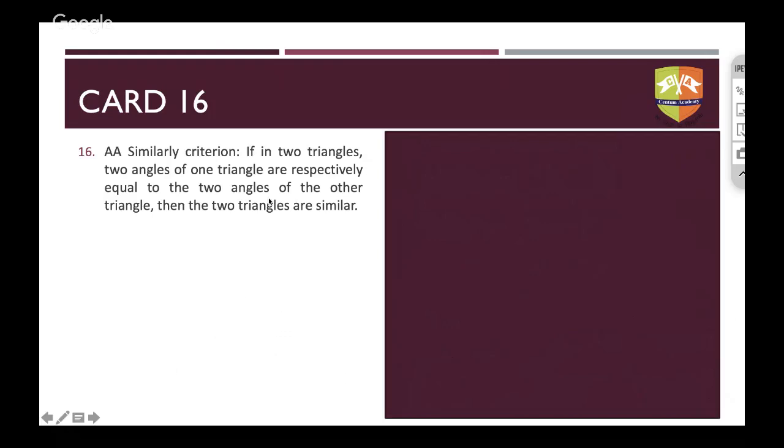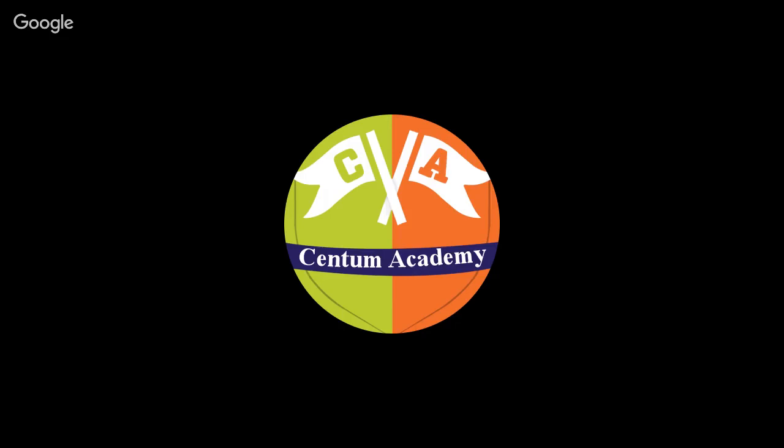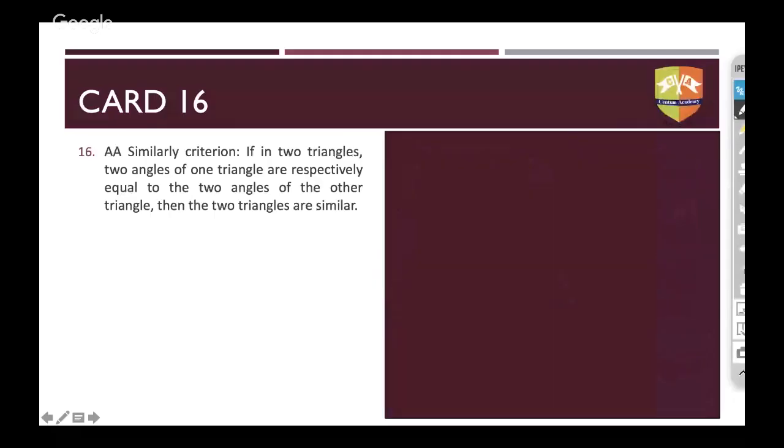Okay, so the next thing is the AA similarity criterion. I don't need to go into much deeper detail, because of the angle sum property of a triangle. You don't actually need all the three angles to be checked. If two angles are checked to be equal, corresponding angles to be equal, then you're done.